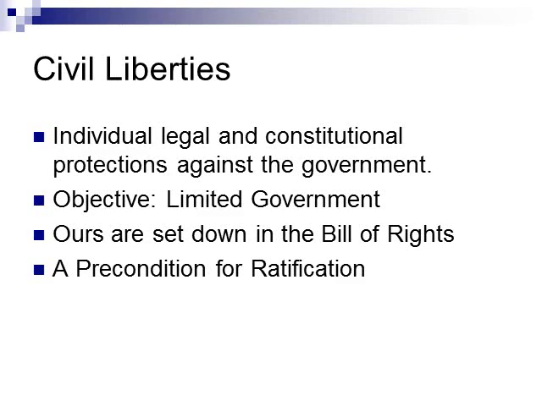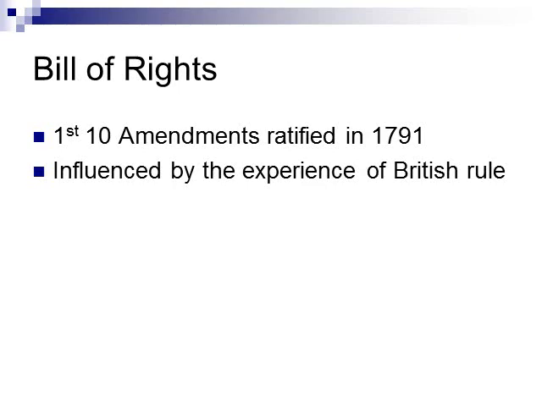Our civil liberties are set down in the Bill of Rights, and the Bill of Rights was a precondition for ratification. We studied this in previous chapters. This is how the Federalists were able to persuade enough of the Anti-Federalists to get the Constitution ratified. The Bill of Rights is the first 10 amendments, so they were ratified in 1791. They were influenced by the experience of British rule.